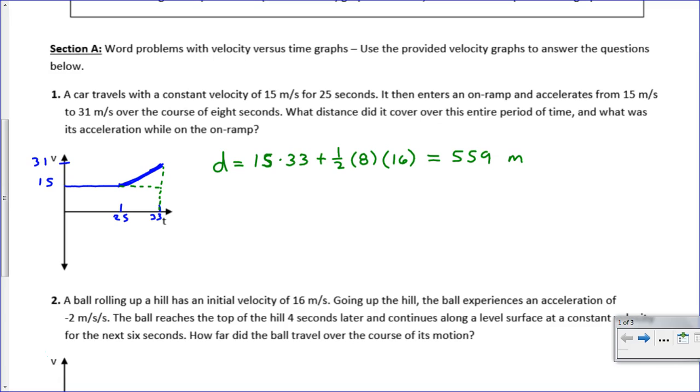Alrighty. Going on here, we're going to calculate the acceleration. The acceleration is the change in velocity over the change in time. It went up by 16. The velocity went up by 16 over the course of 8 seconds. So 16 over 8, that should give you 2 meters per second for the acceleration.